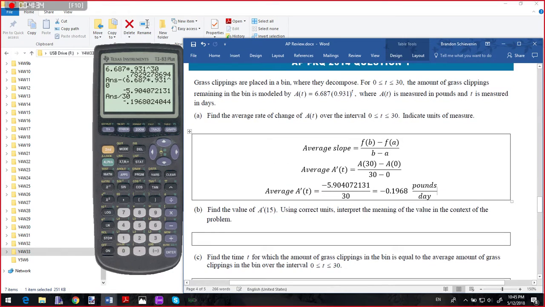Next one. I want to find the value of the slope at 15, and then interpret the meaning of the value in context of the problem. Okay, so I do have a graphing calculator, so finding the slope's not going to be too difficult. I'm going to hit graph, and what do I hit next? It's calculate. Okay, second, calculate. Which one?